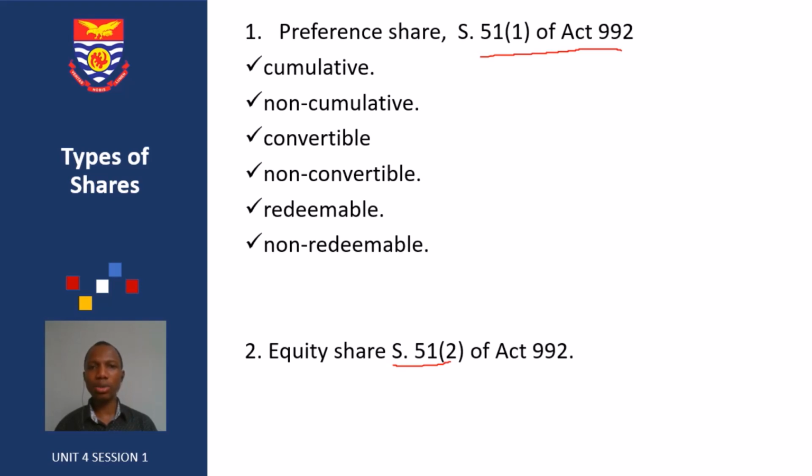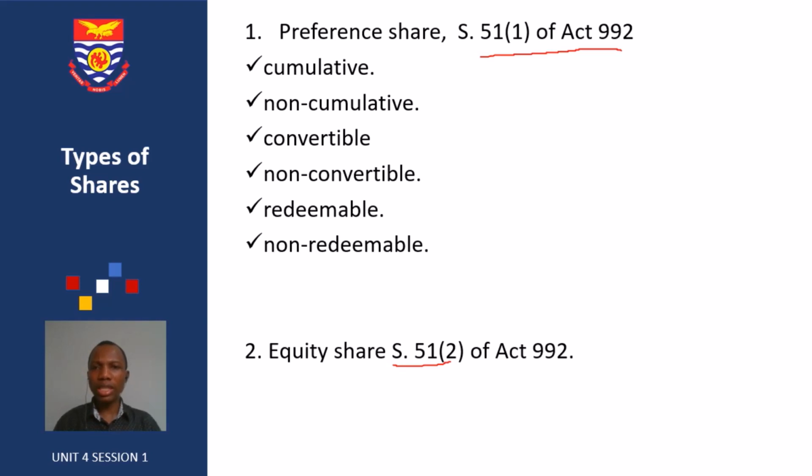Under preference shares, we have cumulative, non-cumulative, convertible, non-convertible, redeemable, and non-redeemable. Cumulative preference shares means that a holder of a cumulative preference share will be entitled to all dividends that will be declared and any outstanding balance that the company was not able to pay in a particular year, before any other shareholder is paid. So this is what we mean.